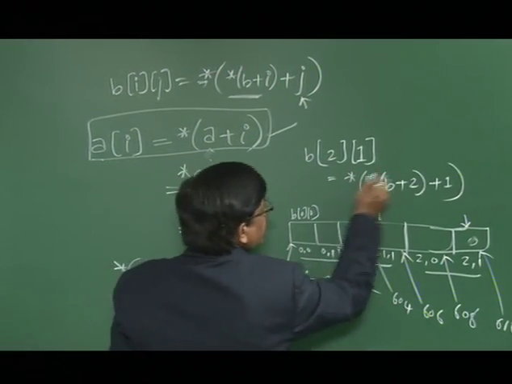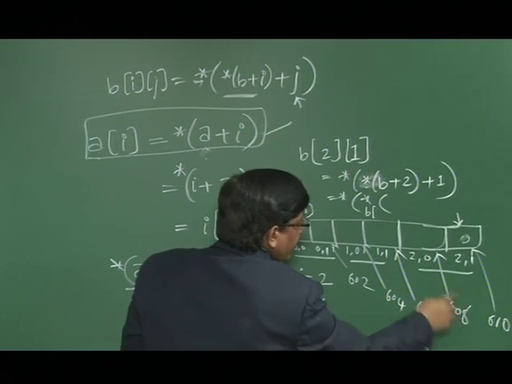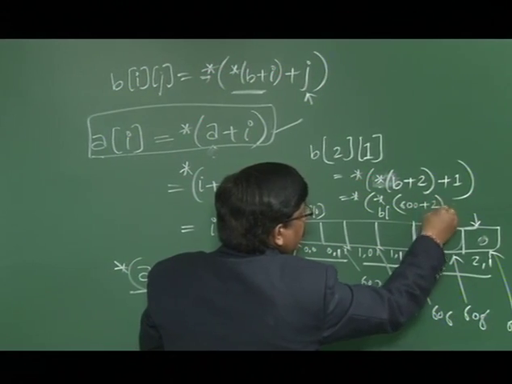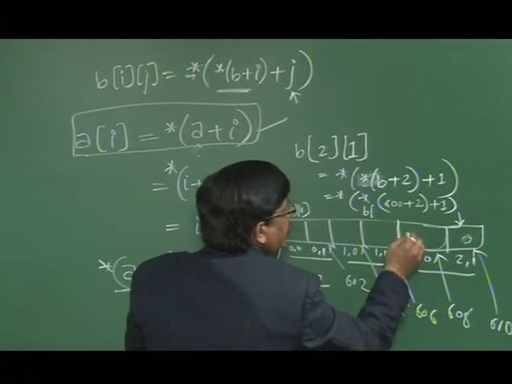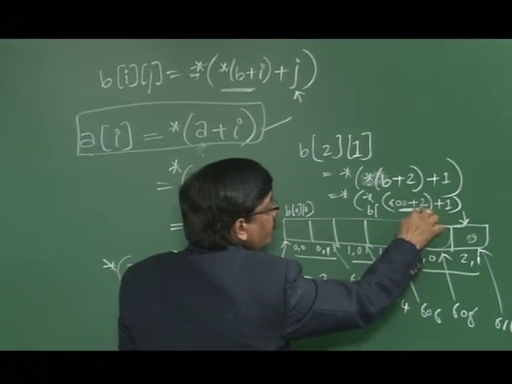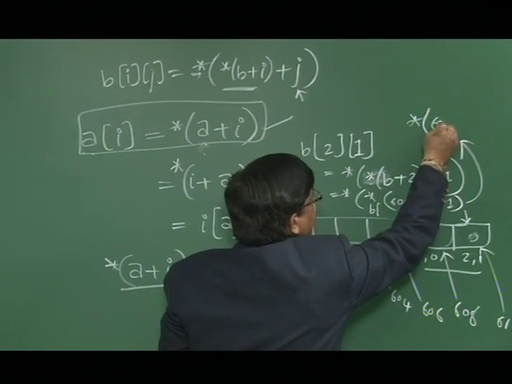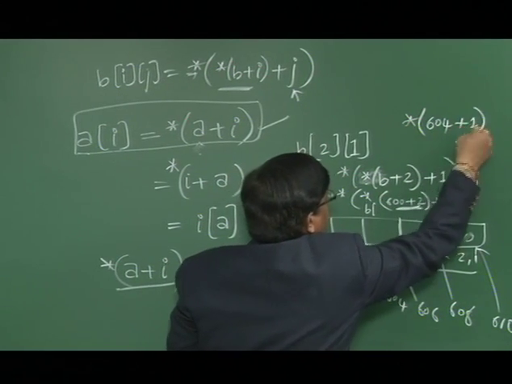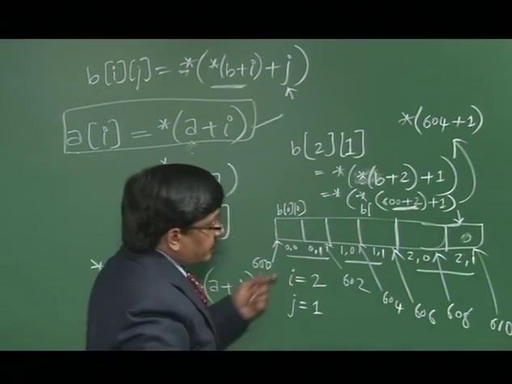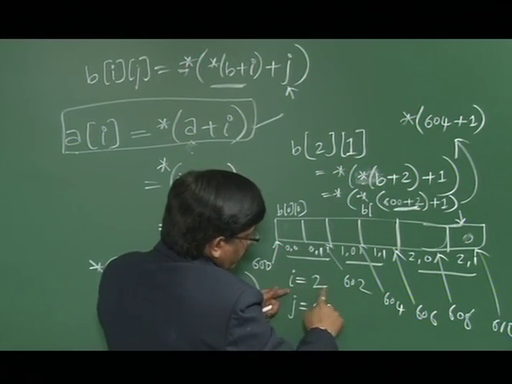Now we will see what exactly the meaning of this statement, star of B plus 2 plus 1, is. The base address is 600, plus 2, plus 1. What is the meaning of 600 plus 2? I am considering integer data, so each element gets 2 bytes of memory. 2 into 2 is 4, so this is the same as the value at address 604 plus 1. Here i is equal to 2 and j is equal to 1, so second row and first column.